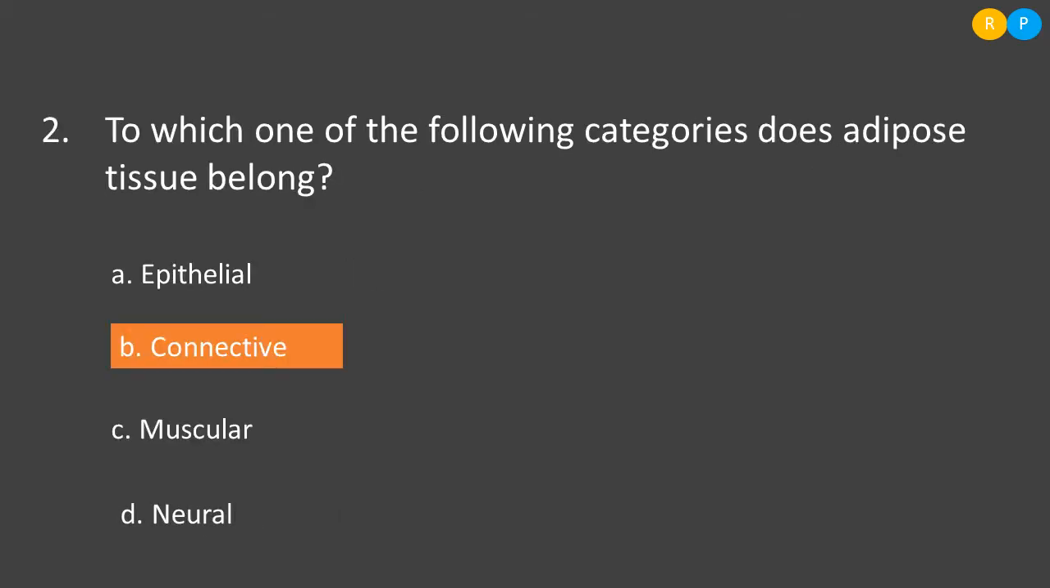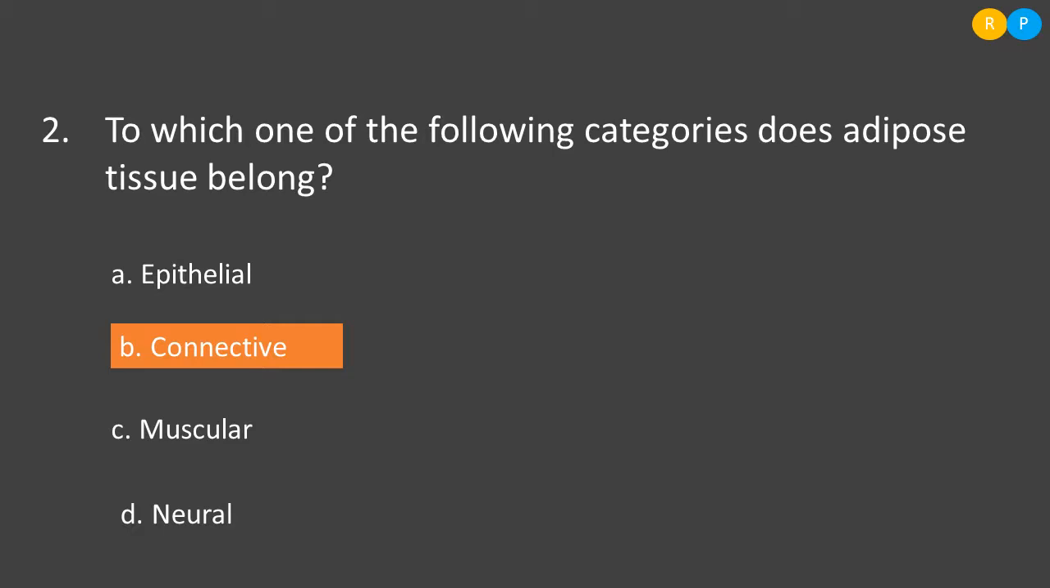Our second question: to which one of the following categories does adipose tissue belong? Adipose tissue is a kind of loose connective tissue, because the cells of adipose tissue are made out of fibers that are loosely arranged. These tissues can be noticed beneath the skin. The main function performed by this tissue is that it is specialized for the storage of fat. Clear. So excess nutrients which are not used immediately get converted into fat and get stored in these tissues. Clear.